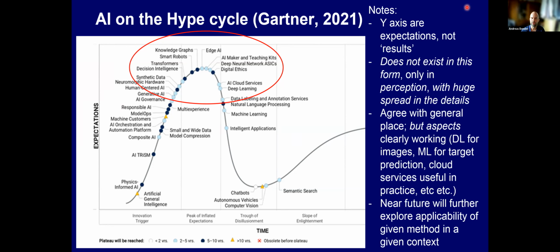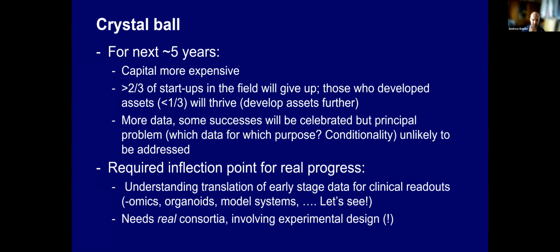In the near future, we will then see more about the applicability of a method in a given context. So what survives? Which technologies will get used in pharma over the next 3 or 5 years, right? So there will be some development on that. That is the kind of crystal ball, but it's quite clear it's happening already, I think. So capital gets more expensive. So probably 2/3 or so of startups in the field will probably give up. And only those who developed assets, in my opinion, will thrive and develop assets further. But that's less than a third, maybe even much less than a third, right? More data and some successes will be celebrated, but the principal problem we need to address is, which data do we use for which purpose?